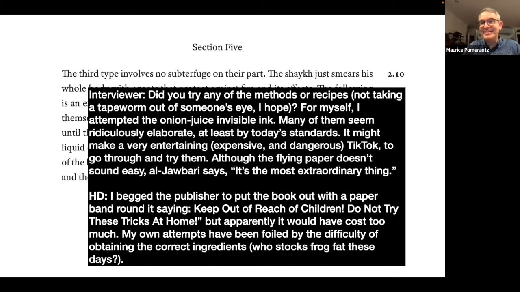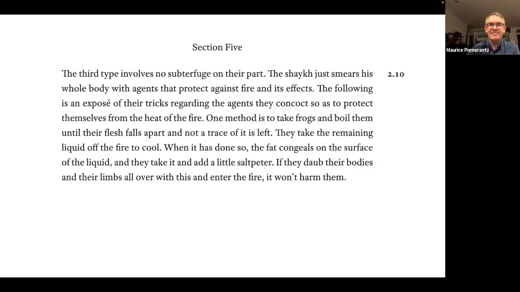Yeah, frog fat is not in ready supply these days. This is the book. It was a really great pleasure to work on it. I think I'll stop there, actually, if there are any questions about what it's like to work on this sort of thing.